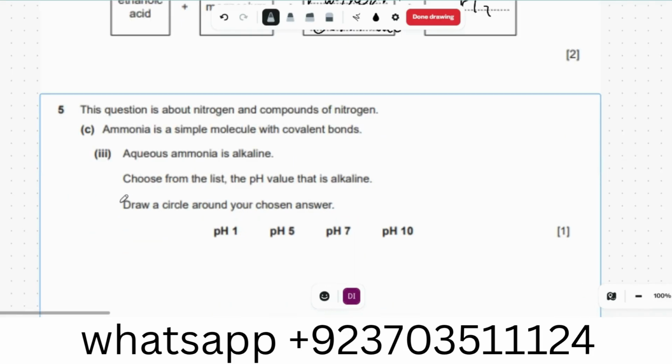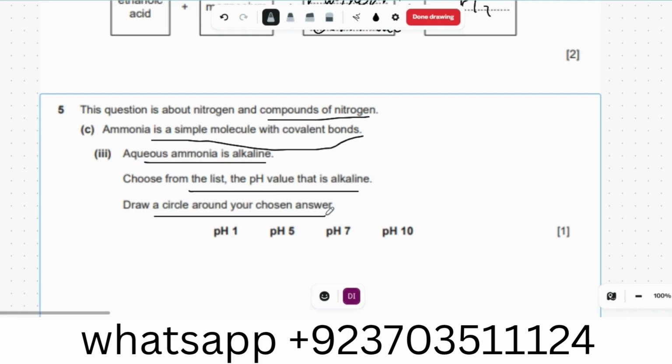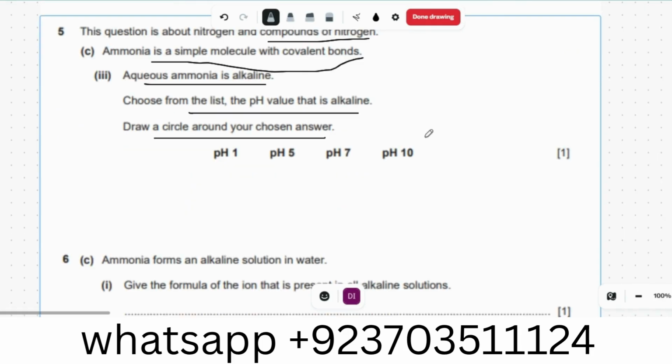Question number five. The question is about nitrogen and compounds of nitrogen. Ammonia is a simple molecule with covalent bonds. Aqueous ammonia is alkaline. Choose from the list the pH value of that alkaline solution. Draw a circle around your chosen answer. That is pH 10, because less than pH 7 is acid, more than pH 7 is alkali, and pH 7 is neutral. So that would be pH 10.